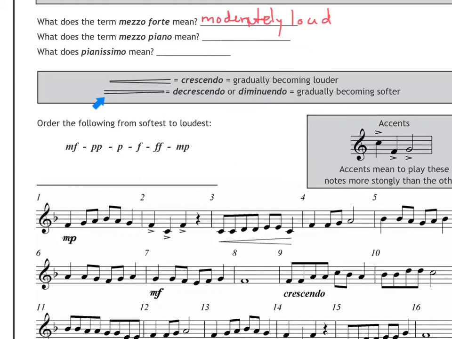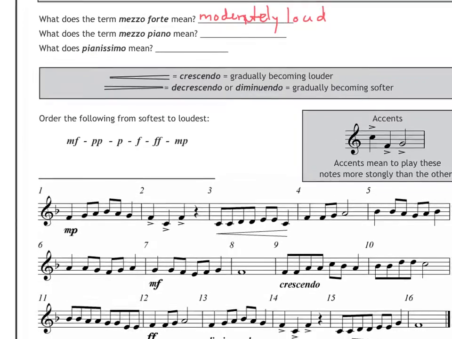The opposite is decrescendo. Notice how the two lines are separated and then they come together. The volume goes from loud to soft. That is a decrescendo or diminuendo. Don't worry about both words. If you just think decrescendo, you have crescendo and decrescendo, the opposite: gradually becoming softer. A lot of you already know those two terms, but if you don't, there they are. Crescendo, decrescendo: grow in volume, get softer in volume.